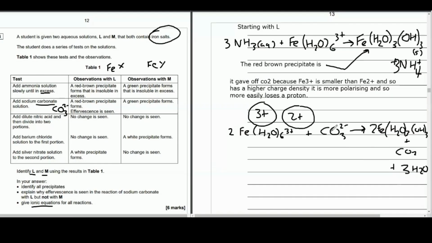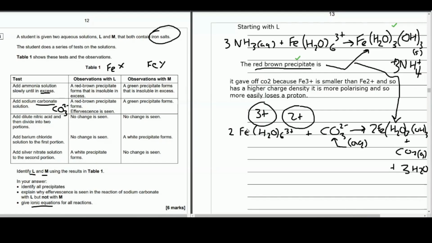And so that is your reaction, your ionic equation. You should really put aq next to anything that's ionic there, so next to the Fe(H2O)6 3 plus as well, but there we go. And the water obviously is going to be a liquid. And the precipitate is the Fe(H2O)3(OH)3. And you get the same precipitate formed with ammonia or with carbonate solution. You get that same red-brown precipitate formed. And the identity of the precipitate is Fe(H2O)3(OH)3.